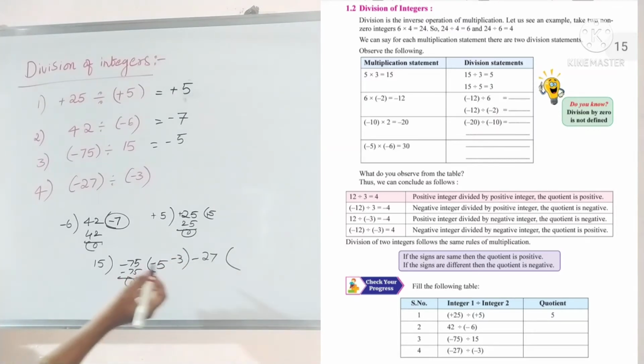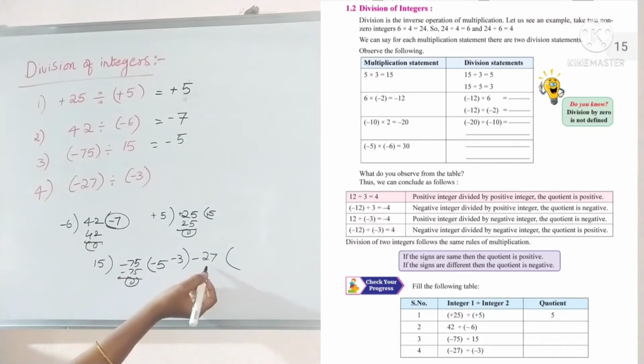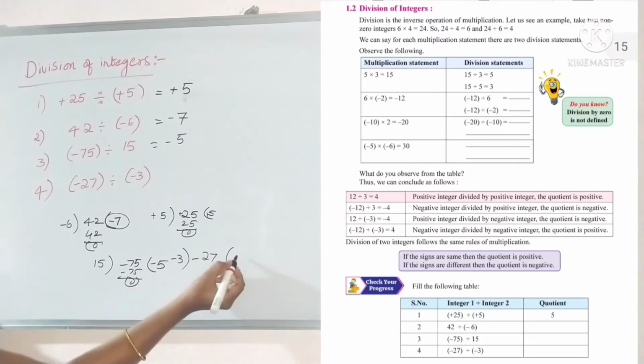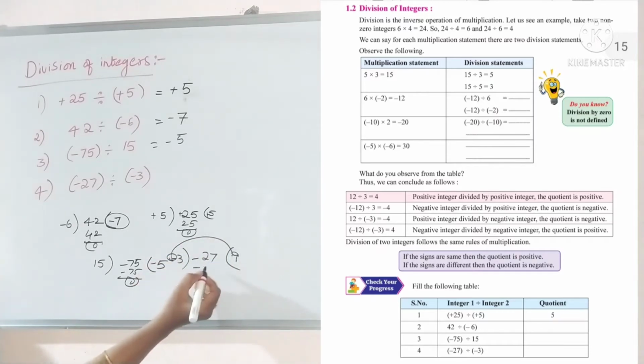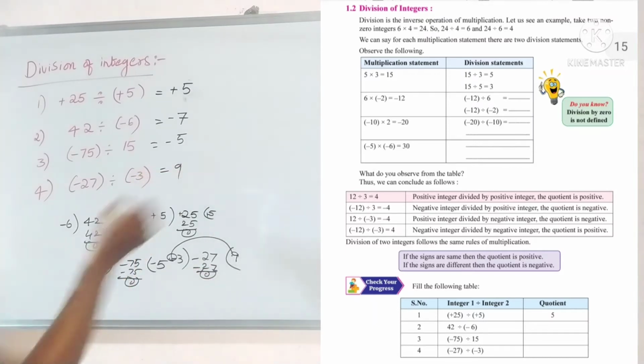So minus 3 is the divisor, minus 27 is the dividend. So to get this minus 27, by which number do we have to multiply minus 3? 3 nines are 27. So minus 3 into 9 means minus 27. Both the numbers have different symbols, one is minus and another is plus. So here the quotient is plus 9. Okay, so now you see these 4 problems.